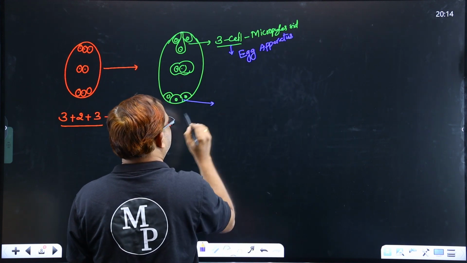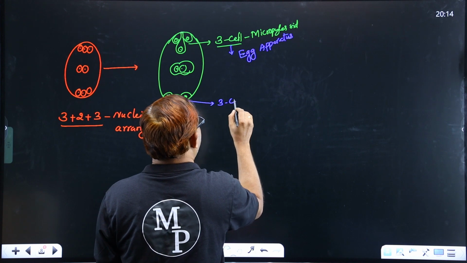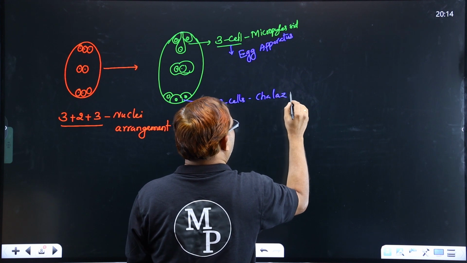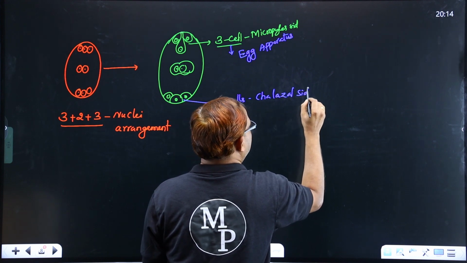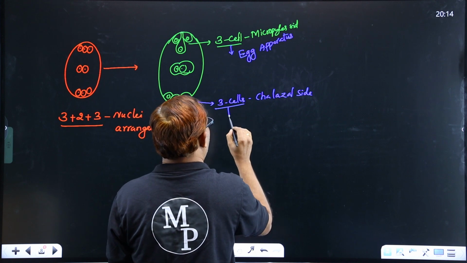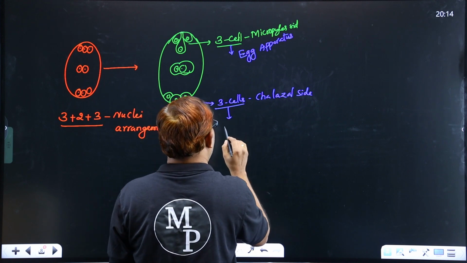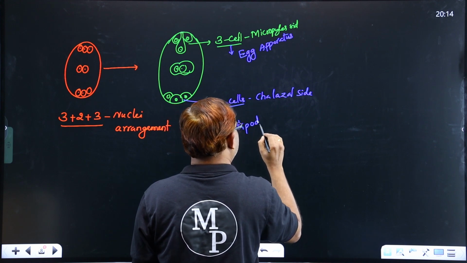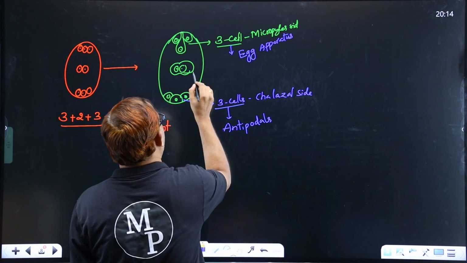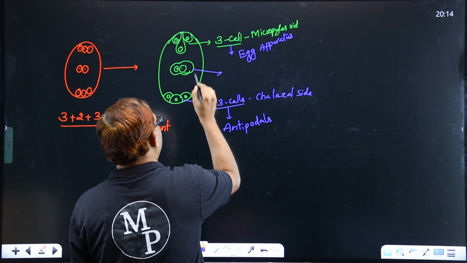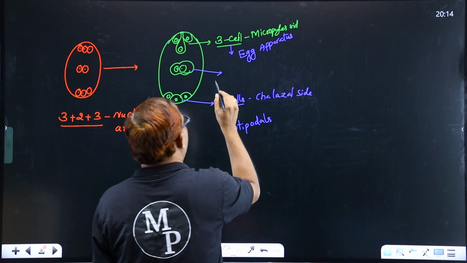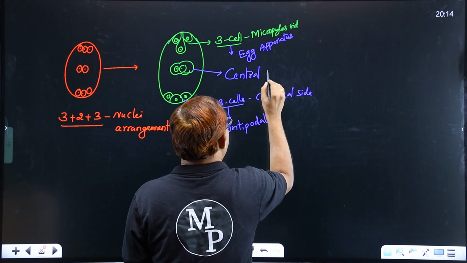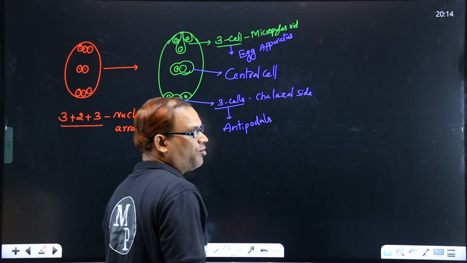Now coming to this, these also are three cells. These are present towards which side? Chalazal side. Now these three cells are organized to form what? That is antipodals. In the middle there are two polar nuclei present on one large cell. The name is called what? Central cell.